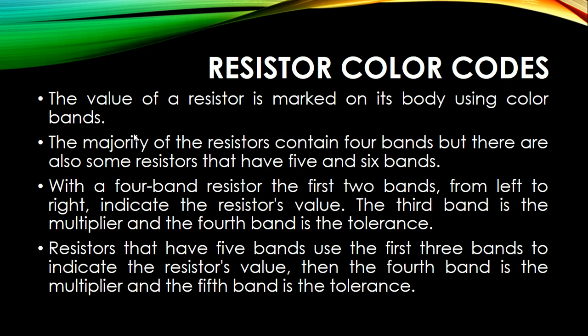Okay, next, we have the resistor color codes. The value of a resistor is marked on its body using color bands. The majority of resistors contain 4 bands, which is the most common, but there are also some resistors that have 5 or 6 bands. With a 4-band resistor, the first 2 bands, from left to right, indicate the resistor's value. The third band is the multiplier, and the fourth band is the tolerance. Resistors that have 5 bands use the first 3 bands to indicate the value, then the fourth band is the multiplier, and the fifth band is the tolerance.